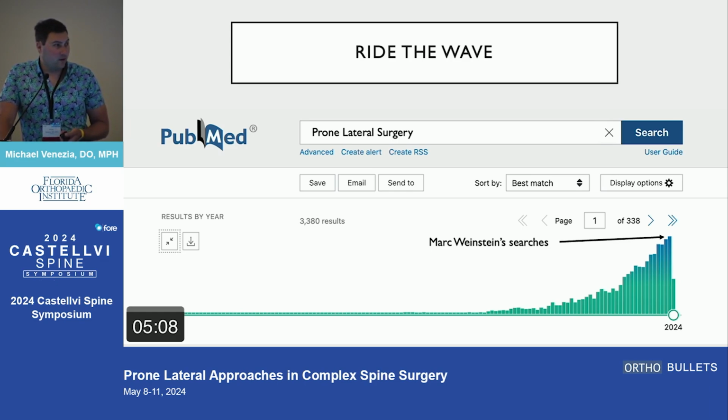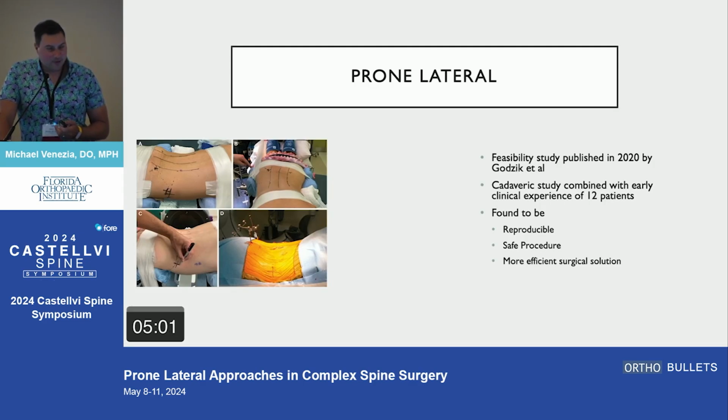I think most of it was Mark's IP address, if you look at the peak there. But it was first established in 2020 with a cadaveric study, and there's been a lot of iterations of this, and it's gone to more of a procedural workflow with bolsters and the appropriate retractor.